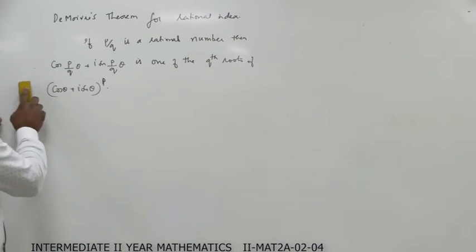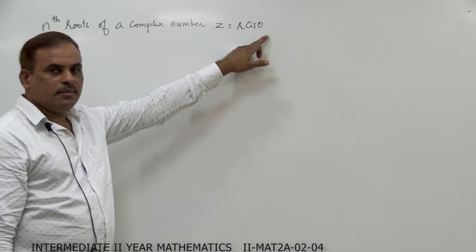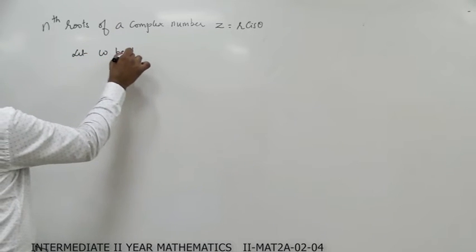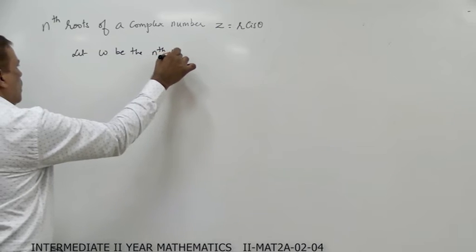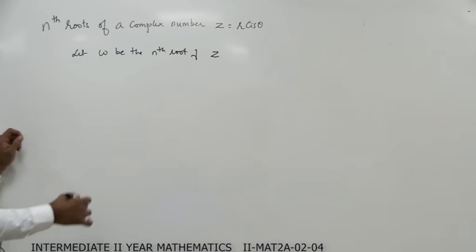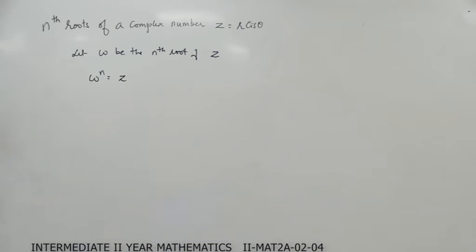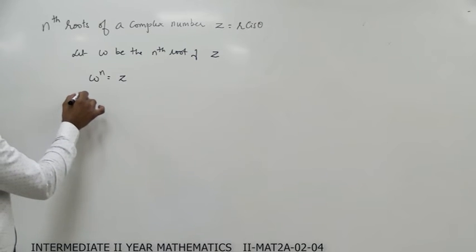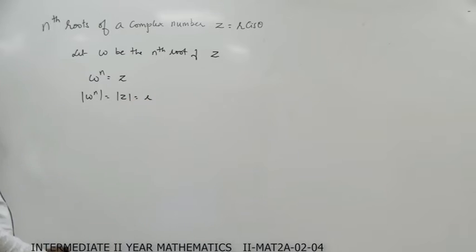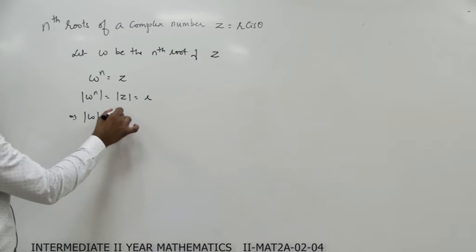Nth roots of a complex number z, which is equal to r cis θ. Let omega be the nth root of z. Then omega power n is equal to z. Mod omega power n is equal to mod z, that is equal to r. This gives mod omega is equal to r power 1 by n.